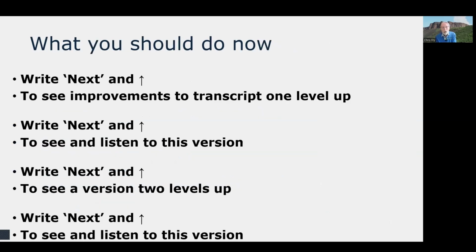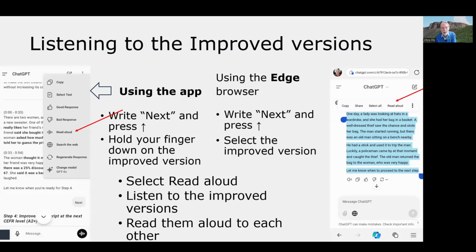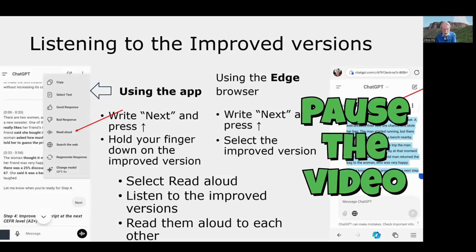So what you should do now is write next and the up arrow to see the improvements 1 level up, and then next and the up arrow to listen to this complete version, next and the up arrow to move to the version 2 levels up, and next and the up arrow again to see and listen to this version. So I'll give you a bit of time to do that. Remember, this was the way listening to reader. In the recording of the rehearsal, put it on pause, and you can do all that.